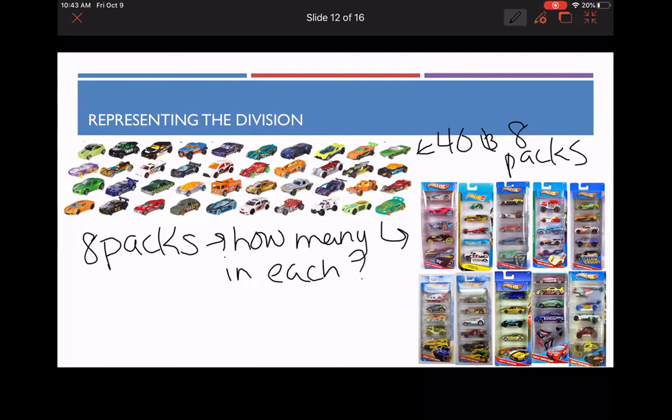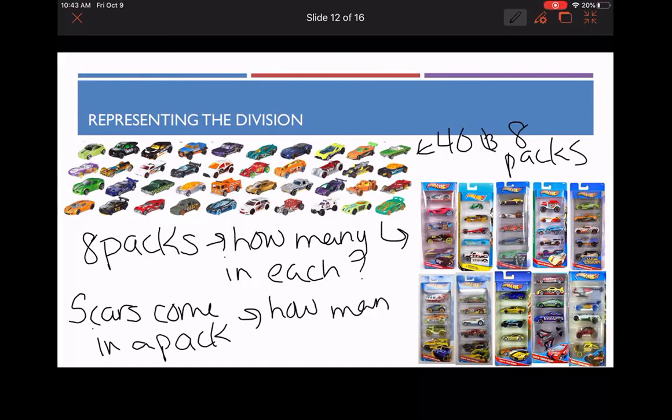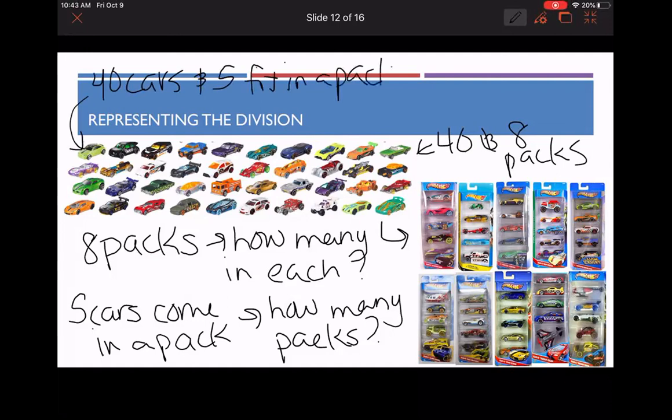Or, I don't know how many packs I have, but I know, sorry, I've been down the toy aisle at Target way too many times recently, right? I know that 5 cars come in a pack. I know how many is in one pack. So now what's my question, right? How many groups or how many packs? So then again, I know I have 40 cars and 5 fit in a pack. And so my question is, how many packs? How many packs can I fill?